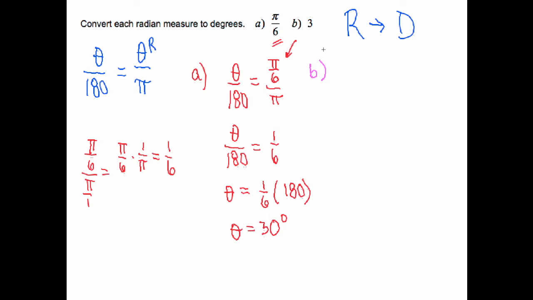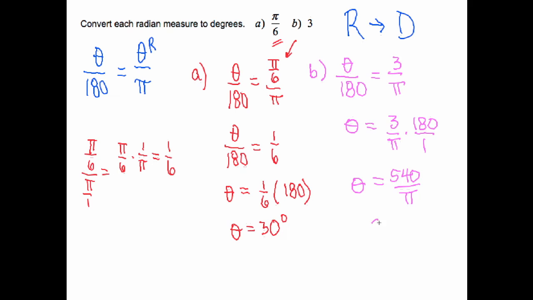For part B, I have a radian measure of 3. Again, I'll set up my proportion: theta over 180 is equal to 3 over pi. Now I'll multiply both sides of my equation by 180, so theta is equal to 3 over pi times 180 over 1, which is roughly 540 over pi. To the nearest degree, that's roughly 172 degrees.